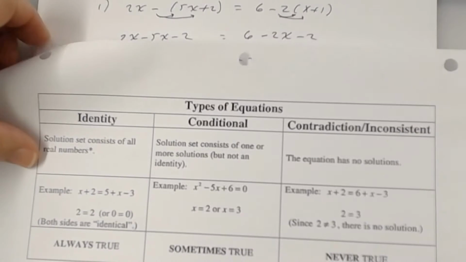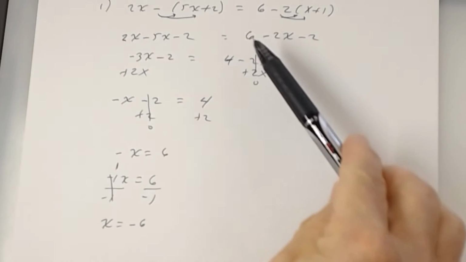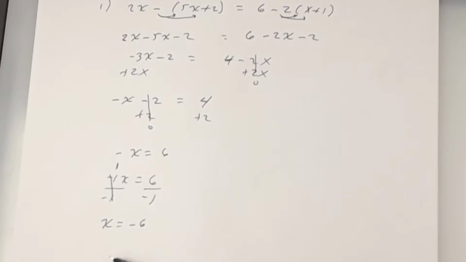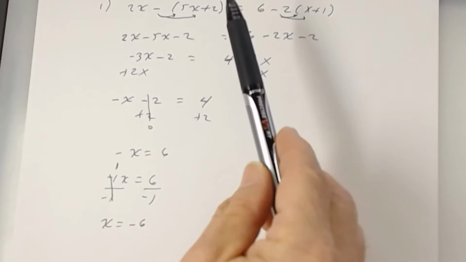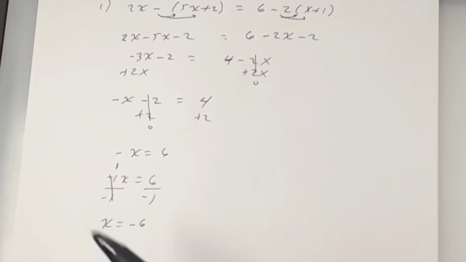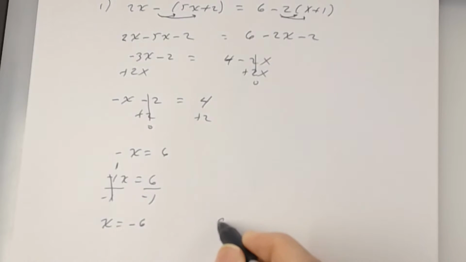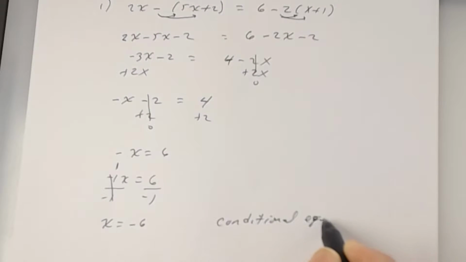So listen to what I just said. This equation is true only when x is what? Negative 6. So if I plug in 5, is that going to be a solution? No. This equation is sometimes true. It's only true when x is what? Negative 6. All right, so this is a conditional equation. Conditional, think condition. Only under the condition that x is negative 6.